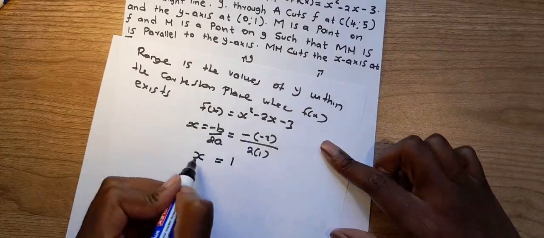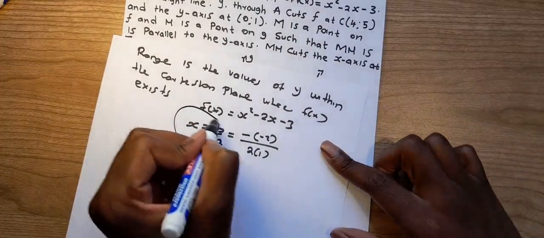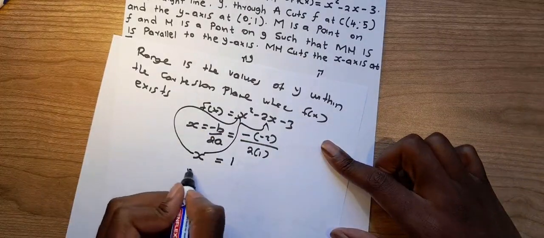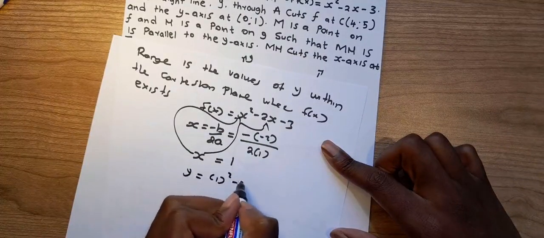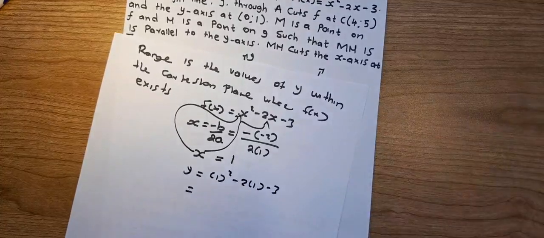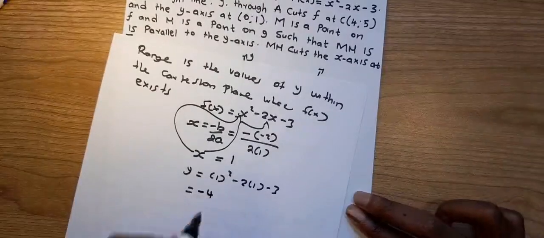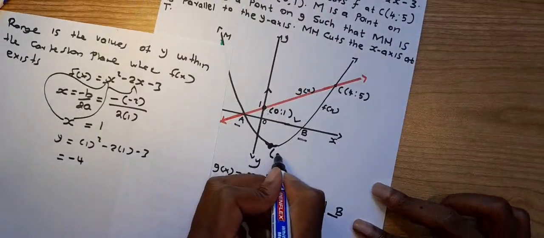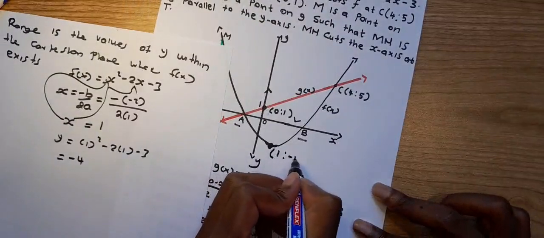Now you come back to the original equation. Whenever there is x, you will substitute 1, right? So you get y equals 1 squared minus 2 minus 3. Now I'm going to hit this with the calculator. 1 squared minus 2 times 1 minus 3, you find that this is actually negative 4. So it means that the coordinates of the turning point are (1; negative 4).